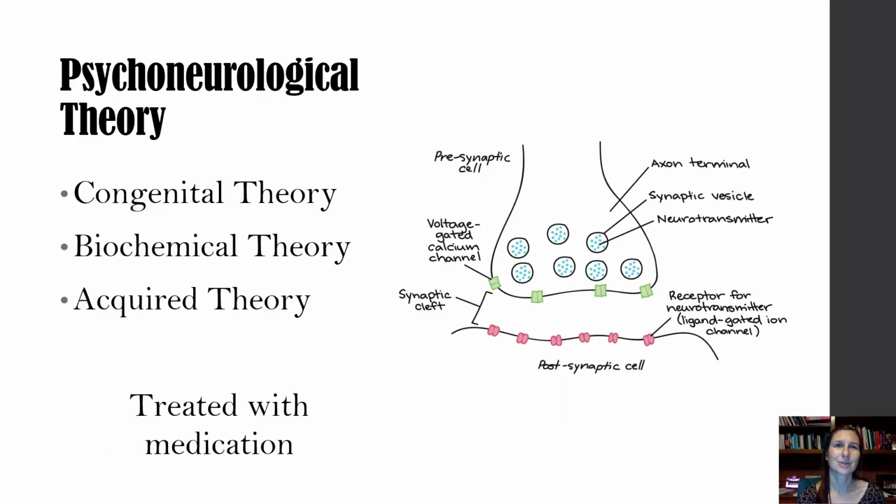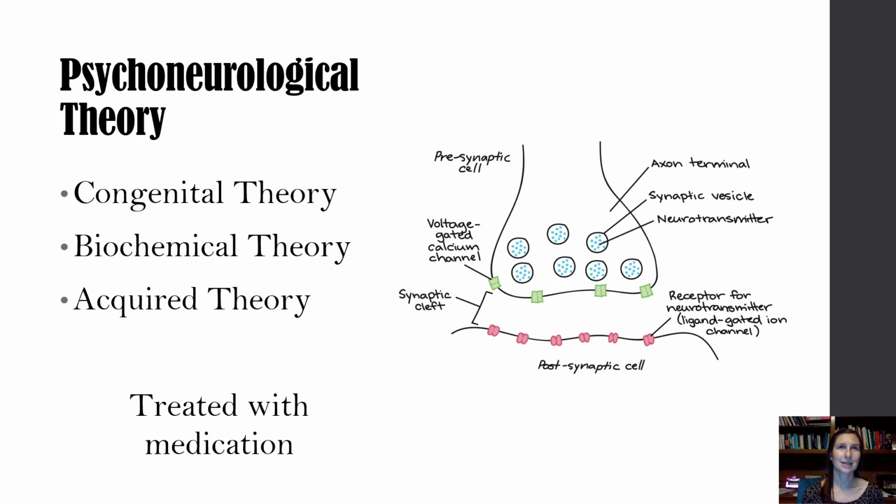First, we have psychoneurological theories. And these are theories that assume that the cause of behavior is due to biological reasons. The first type of theories are congenital theories. And these are theories that essentially assume that symptoms are caused by prenatal or perinatal events. An example of this would be hereditary studies.